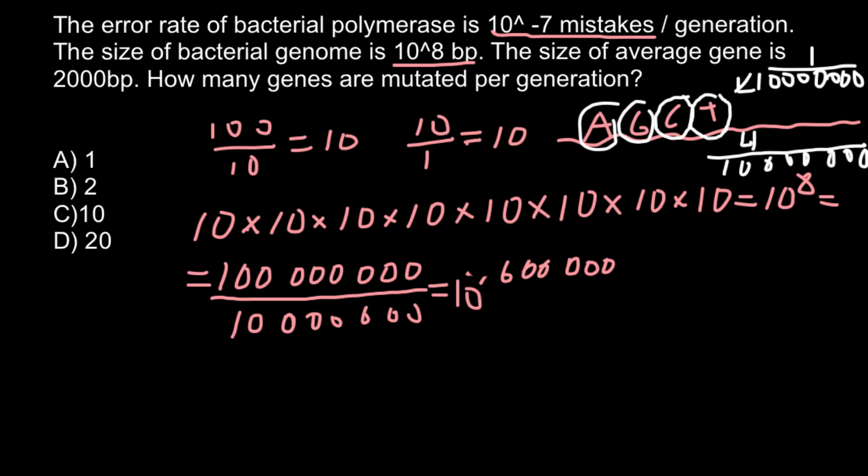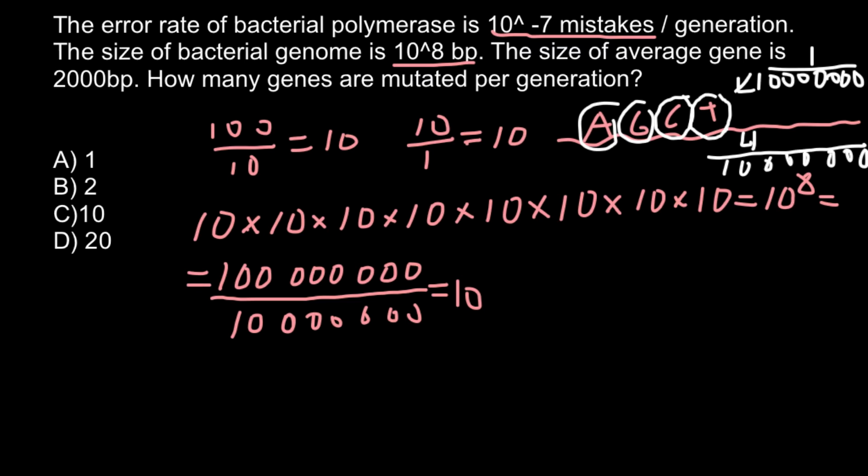So let me clean the space, we don't need this number anymore. So if the size of the genome would be 100 million base pairs, if one mistake during replication would be 1 per 10 million base pairs, then we would have 10 mistakes in this bacteria. And this number, how big the average gene is, is absolutely not important for our calculations, and I will explain why.